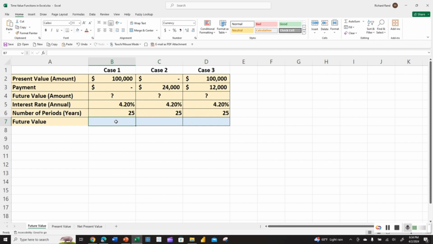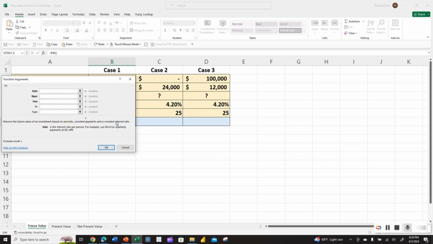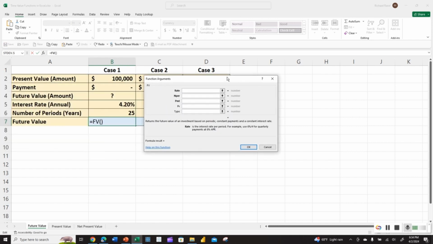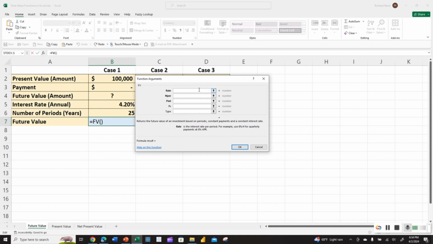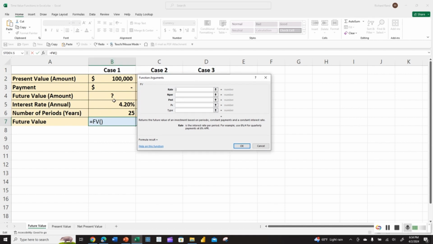So we'll start down here in cell B7, and I'll start with equals FV because we're looking for the future value, and I would do Control A to bring up my dialog box. I'm going to move that over here so we can use it. First thing it asks for is the interest rate, and that's going to be right here in cell B5. Then the next thing it looks for is the number of periods, and that's going to be down here in cell B6. I don't have a payment in this problem, but I do have a present value.